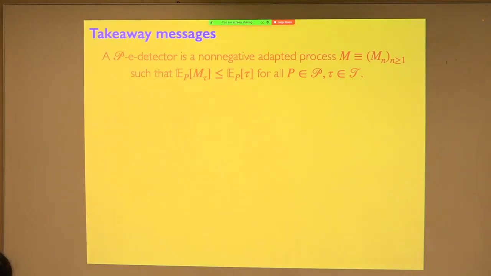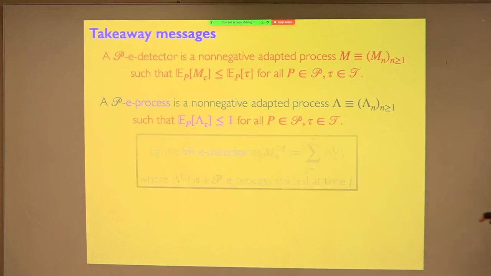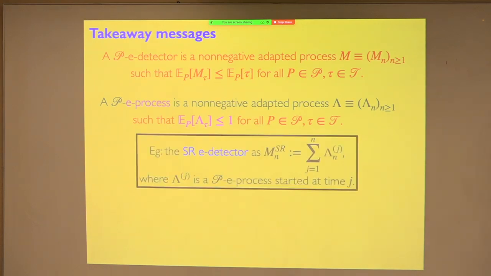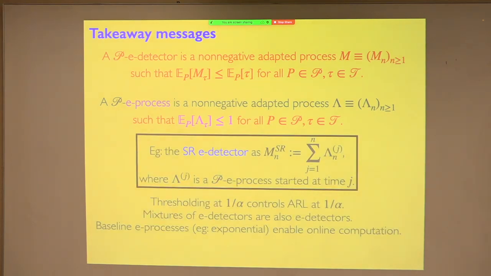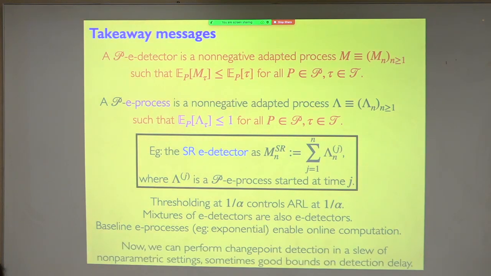Okay, so here are the takeaway messages. This is what a script P E detector is: a non-negative process such that the expected value is controlled. This was an E process. This was the Shiryaev-Roberts procedure. Thresholding at 1 over alpha controls the ARL non-asymptotically. Mixtures of E detectors are also E detectors. And if you have these baseline E processes, they enable efficient online computation. So now we can perform change detection in many non-parametric settings. That's the takeaway message of this part.